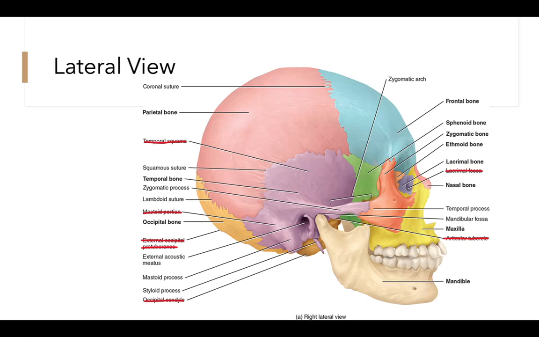All right. Now, some of these terms that are crossed out, you absolutely do not need to know, like lacrimal fossa or articular tubercle, temporal squama, right? You do not need to know those. Okay. Mastoid portion, not really going to be testing you on that. Down here, the external occipital protuberance, as well as the external condyles.